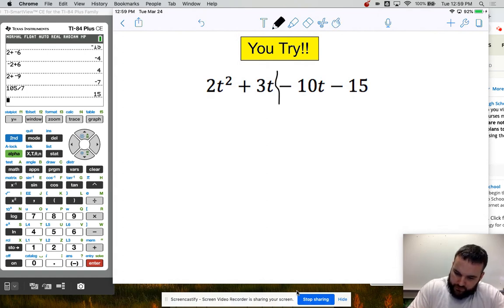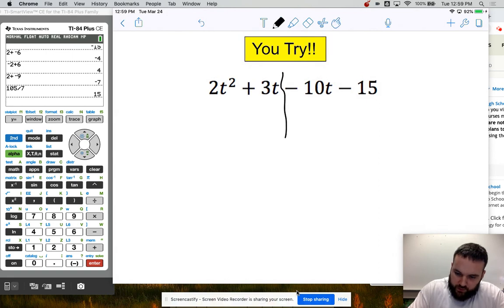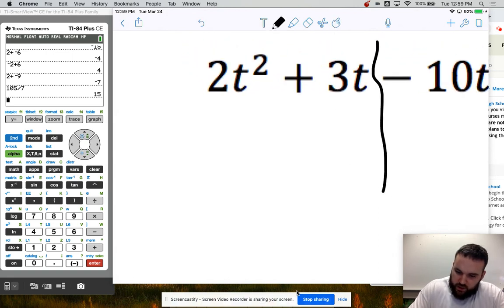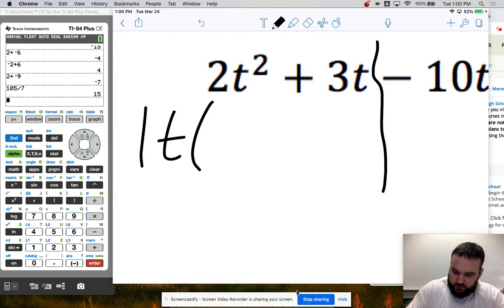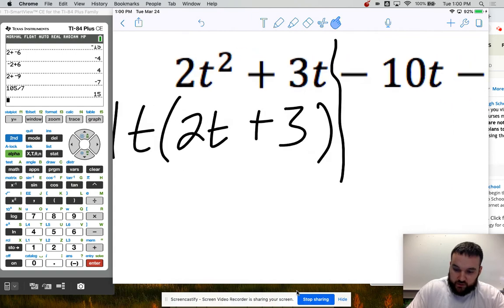All right. So there's my split. Again, I could combine these like terms, but just play along because there will be a reason that we're doing this down the road. So if I look at the first half, 2 and 3 don't have any number in common. So the number portion of the GCF will be 1. I'm going to take out a single t, which will leave me with 2t plus 3. Okay, so there's the first half.